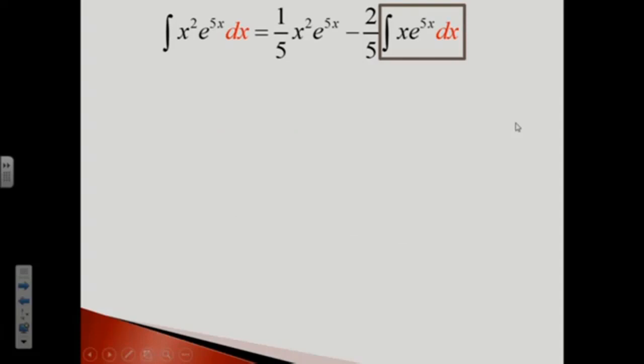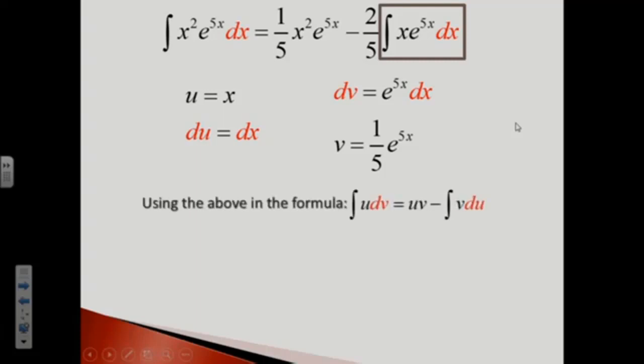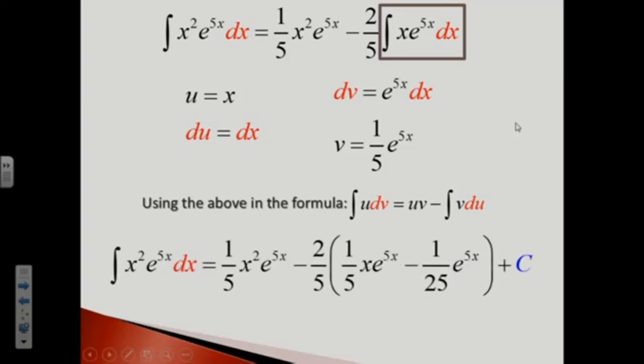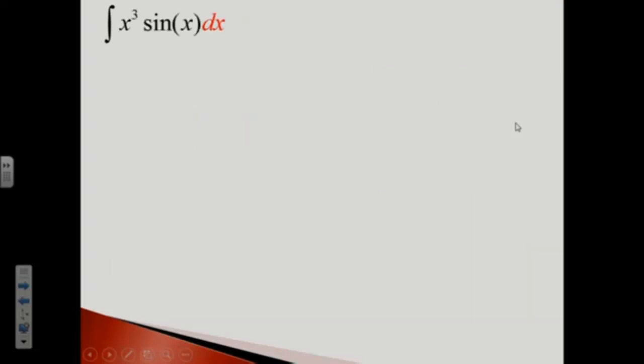This time, let u be x, then du is dx. dv is exponential 5x, so v equals 1/5 exponential 5x. Using the formula for integration by parts in the above equality, we use the result for the initial integral. This result can be checked with formula 185 in the appendix. We take another example. Find the integral of x cubed sin x.